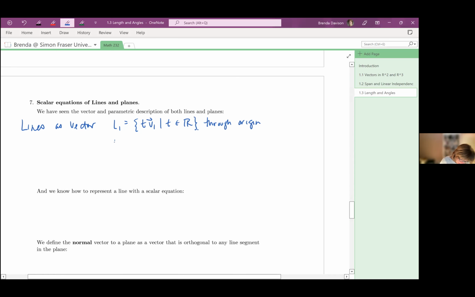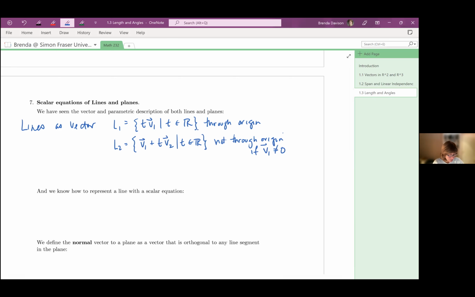Okay, and here's another example, L2. That is, I'm going to say that vector looks like this, V1 plus T V2, such that T is in R, a real number. So this is not through the origin. That is, of course, if V1 is not 0. I mean, if V1 is 0, then it basically reduces back to the previous case. But if V1 is not 0, then that is a line not through the origin.